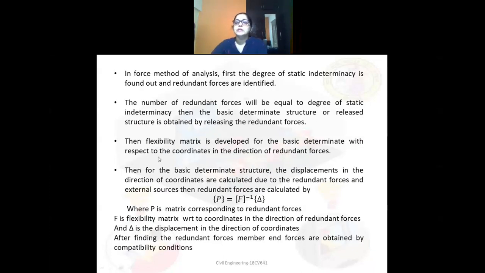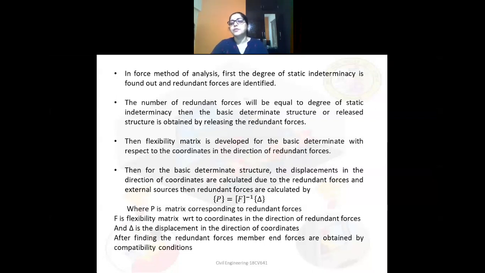So in the force method of analysis, first we need to find the static indeterminacy. First we need to find out whether the structure is statically determinate or indeterminate. If it is indeterminate, then which reactions are making the structure indeterminate? Those reactions you need to remove, and whichever reactions you remove, you consider them as redundant forces. So the number of redundant forces is equal to the degree of static indeterminacy. If the degree of static indeterminacy is 2, you need to remove 2 reactions. Hence the redundant forces equal the degree of static indeterminacy.